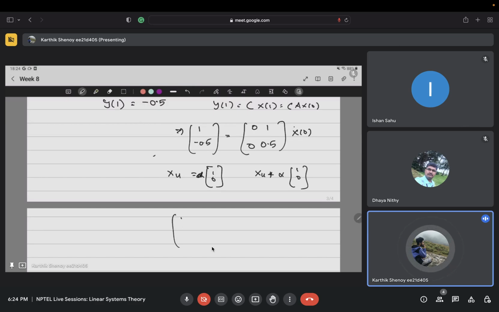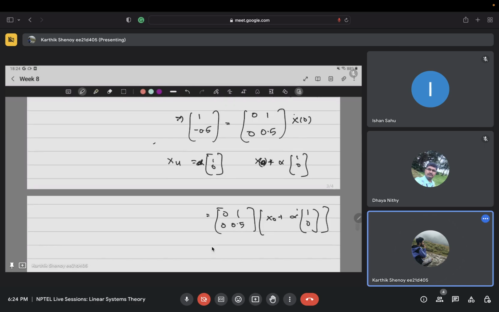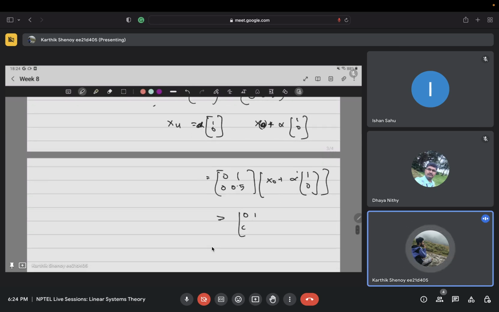So I am taking this equal to [0, 1; 0, 0.5] times x0 plus alpha times [1, 0]. This is nothing but again [0, 1; 0, 0.5] times x naught plus 0, because this matrix multiplied by this vector is 0, which means I don't have a unique solution. This is not invertible, there is something in the kernel. So the kernel of this CA is [1, 0].